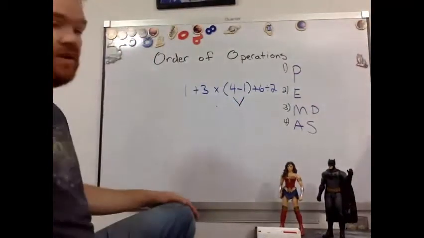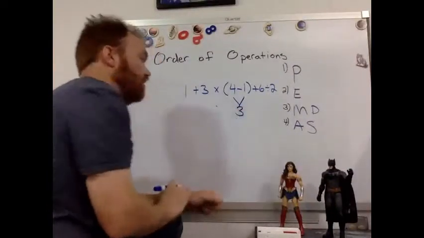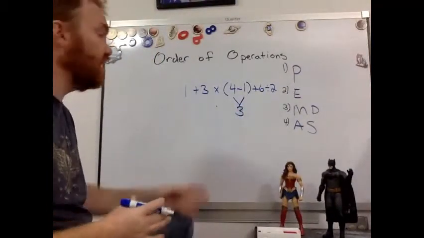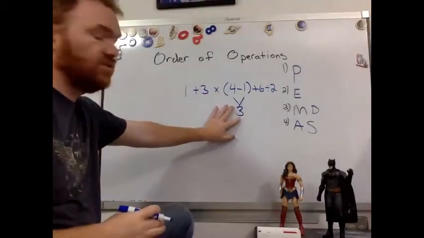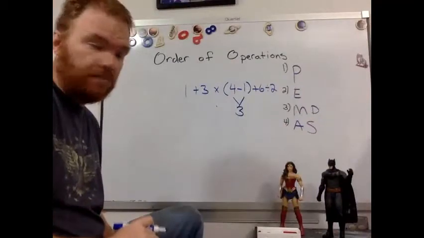4 minus 1 is in my parentheses. 4 minus 1 is 3. Now, sometimes you're going to see that people put this 3 in parentheses. I'm going to say don't do that, okay?